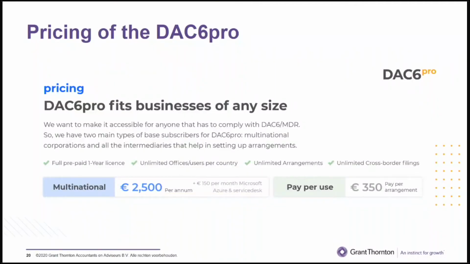We have a special price specifically for multinational taxpayers, because we recognize that those don't have so many reportable or to-be-assessed arrangements like an intermediary. That's the daily bread of an intermediary, doing a lot of advisory work, which are by nature arrangements. Multinationals also do it, but in a much lower volume. So we have one fixed price for every multinational, which is €2,500 per annum.